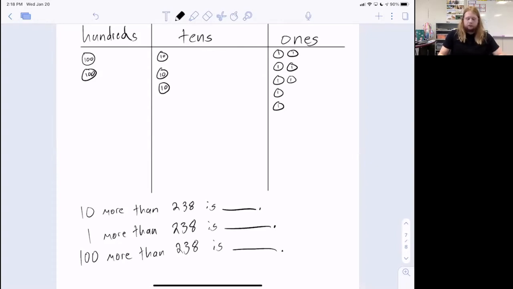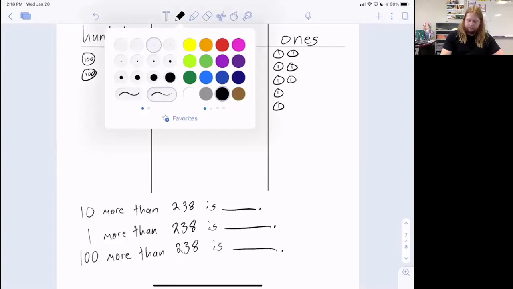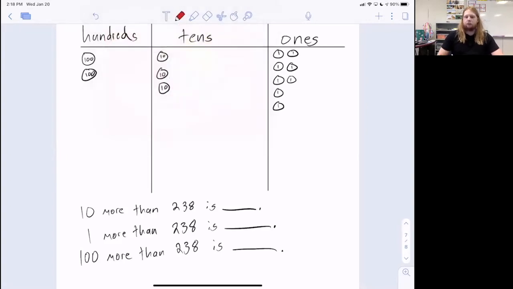So let's go ahead and add some chips to help us out. If I'm trying to find 10 more than 238, I can add a 10 chip here, and let's count it. So the 2 is going to stay the same because we didn't go into hundreds. The 10 is going to change into a 4 because now we have 4 tens. And the 1s will stay 8 because we didn't change them. So 10 more than 238 is 248. All right, perfect.